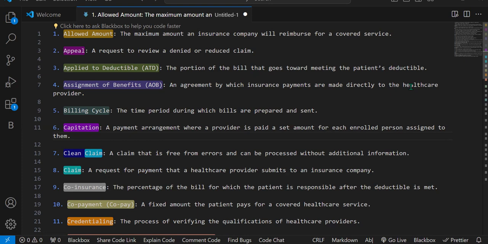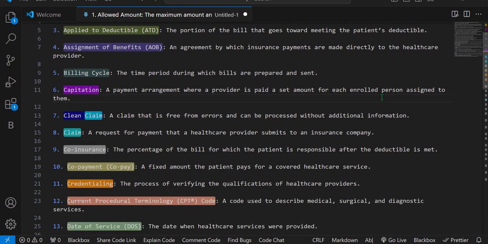The claim should not have any errors, and after going to the insurance company, it should not be denied for any other reasons. The insurance company should not have to ask the provider for any additional information. So that is called a clean claim.